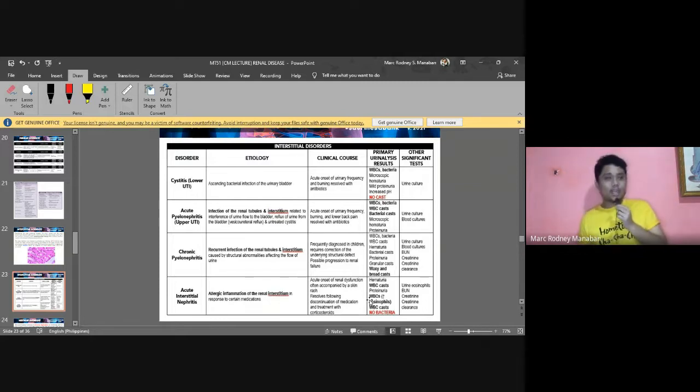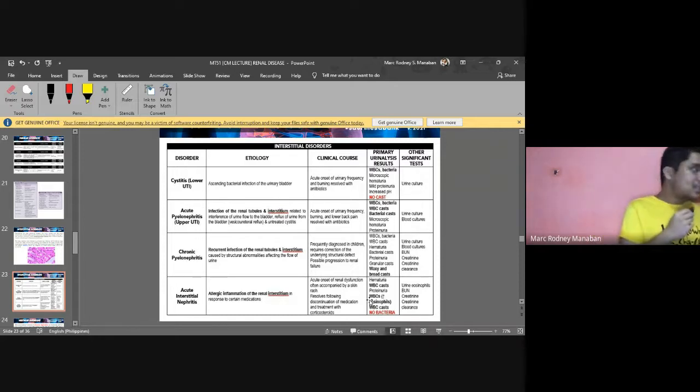And untreated cystitis: if the lower UTI is not treated, the bacteria go up to your renal pelvis, or to the interstitium and renal tubules. Clinical course, again, is acute onset, burning still, and lower back pain. For the primary UA results, it's similar to cystitis, but the difference is casts: bacterial casts, WBC casts, with bacteria and WBCs still. As mentioned, whenever you see WBC casts or bacterial casts in your UA results, press the buzzer. That is acute pyelonephritis.